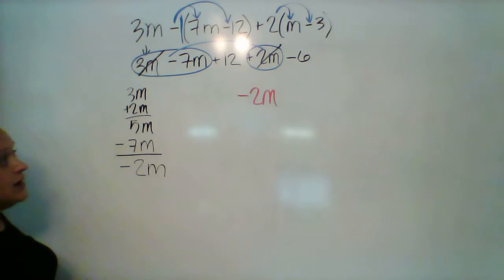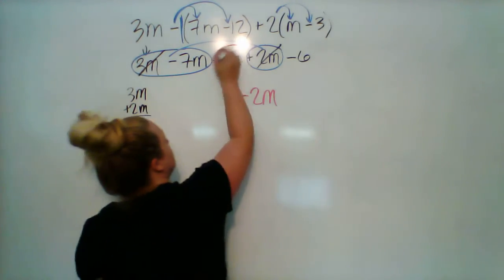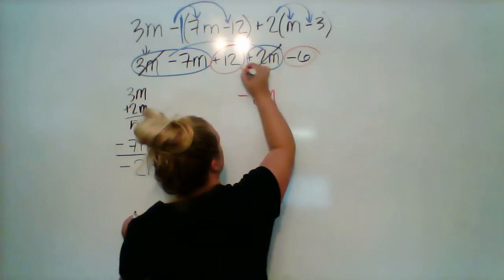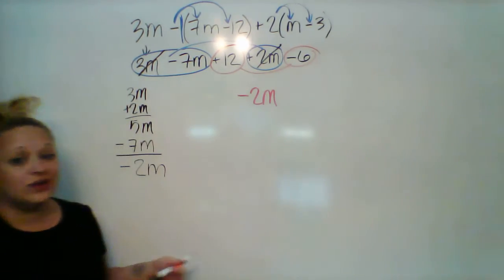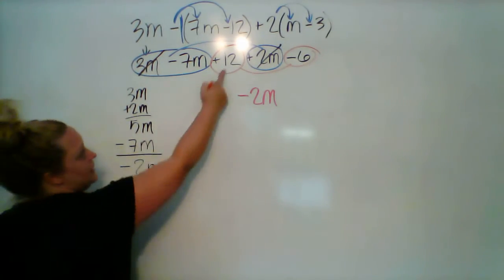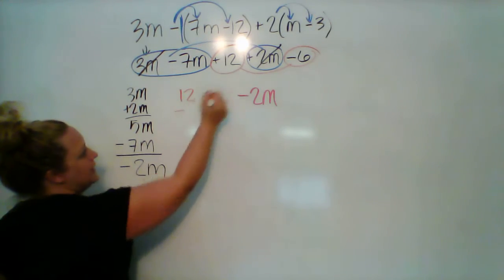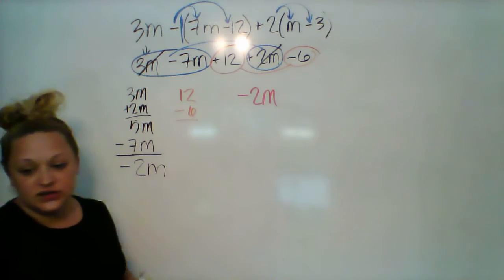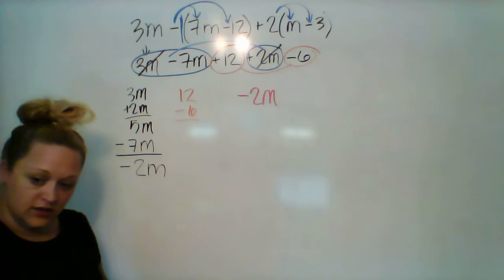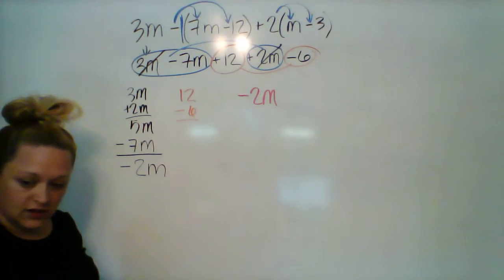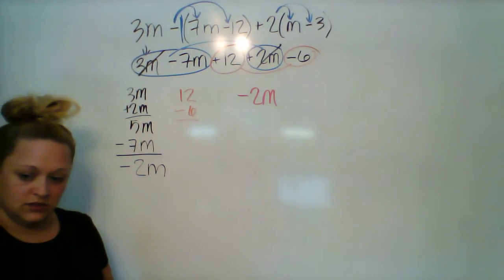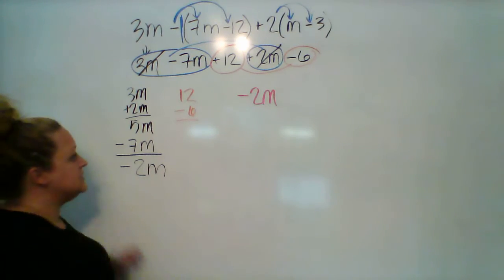Now I'm also going to combine my numbers. These are called constants, numbers by themselves. I don't really have to go off to the side to do that, but I can. I have 12 minus 6. What is 12 minus 6, Annabella? 12 minus 6 is 6. Yeah, it's 6. Good.